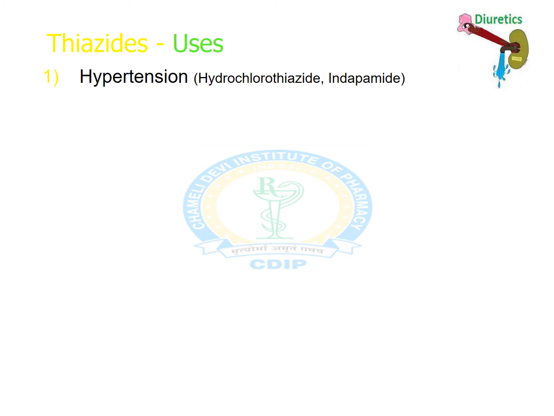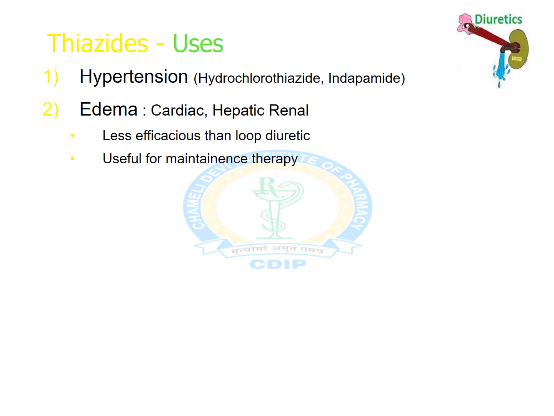The uses of thiazide diuretics are in hypertension, and edema related to cardiac, hepatic or renal impairment. They are less efficacious than loop diuretics, because the other members are more efficacious in their activity, but thiazides are useful in maintenance therapy. Hypercalciuria and renal calcium stones are most commonly managed by thiazide diuretics because they cause the excretion of excess calcium ions.